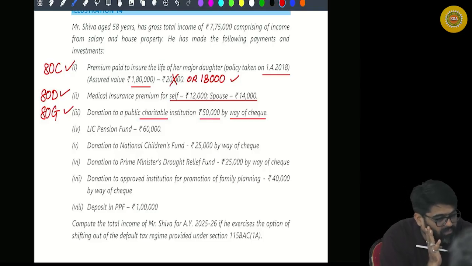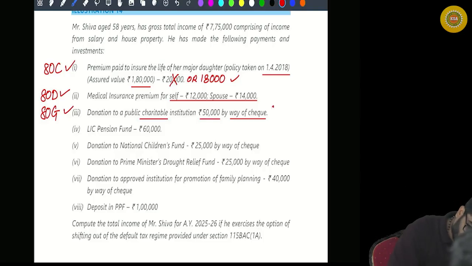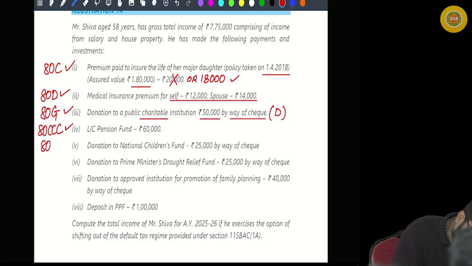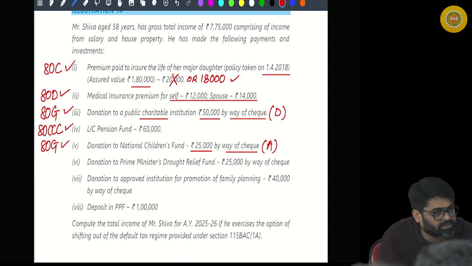Yes or no? But it will go in category D, charitable purpose. LIC pension fund, 80CCC, 80CCC. Then donation to national, 80G. Category A, the amount is more than 2,000 and fortunately it is by cheque. Now donation to Prime Minister.